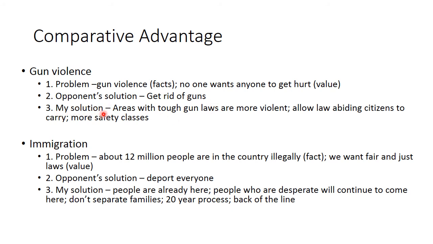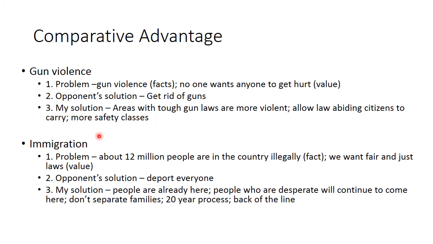Then I get to my solution, and my solution might go into, look, my opponent wants to get rid of all guns and have stricter gun laws, but what we see is that areas that have really tough gun laws are actually more violent. So I might pull up city statistics where gun crimes are pretty regular, even though they have strict gun laws. I might talk about how it's unfair to treat law-abiding citizens as criminals, so we shouldn't take away guns from people who are legally doing lawful things. Maybe we should allow law-abiding citizens to carry guns, so we need looser gun restrictions and regulations. And maybe I offer up, maybe we need to have more safety classes.